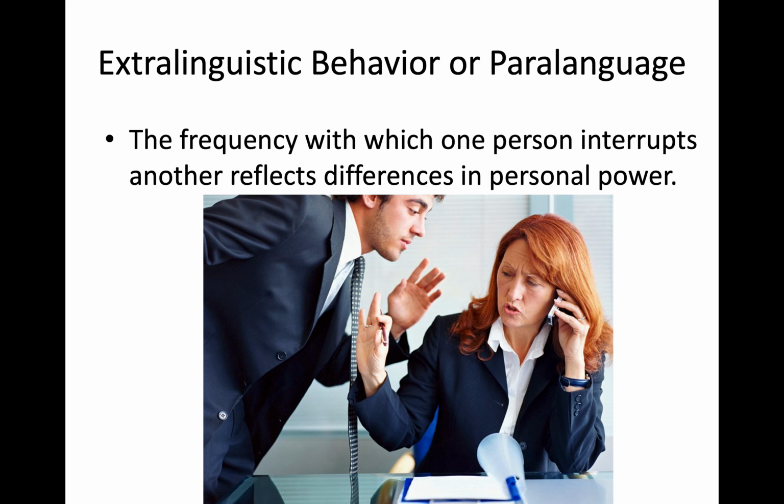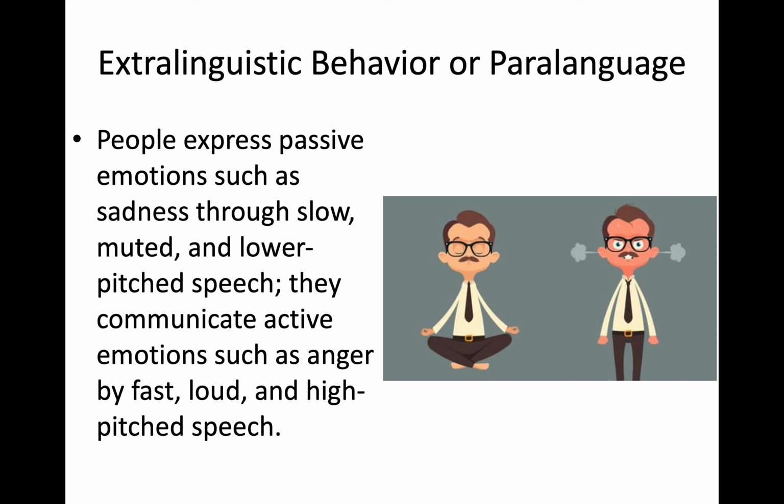The frequency with which one person interrupts another reflects differences in personal power. The person doing the interrupting is the person in power. And if you interrupt someone with more power than you, then they get irritated. And of course, this was continually happening with President Trump. If somebody tried to ask a question and it interrupted him, he got angry. People express passive emotions such as sadness through slow, muted, and lower pitched speech. They communicate active emotions such as anger by fast, loud, and high pitched speech.